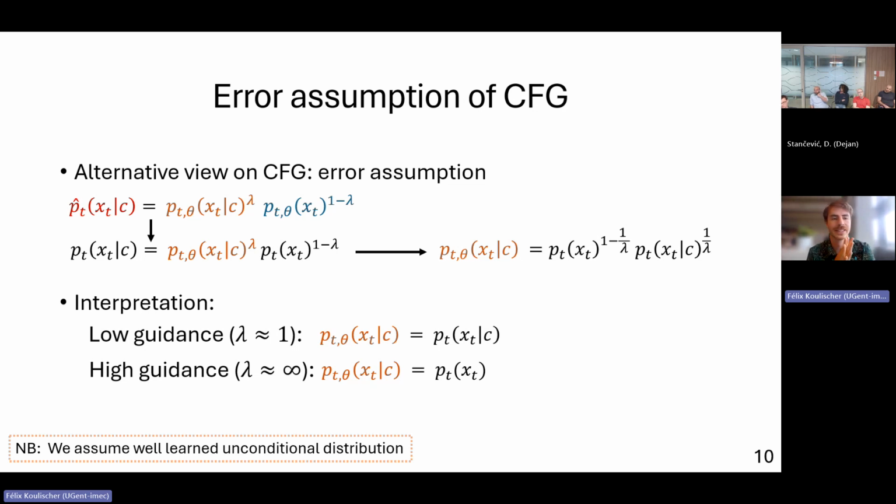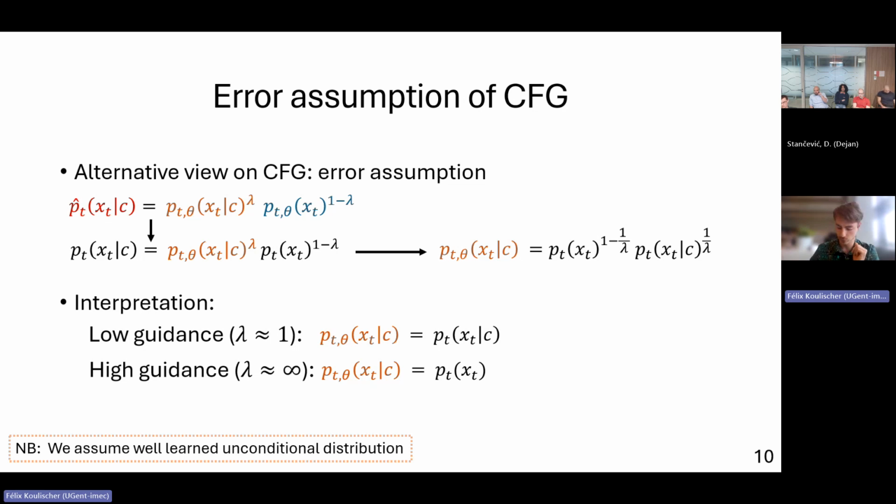Maybe now let's take a step back and try to find a different view on classifier free guidance. The idea that we need guidance is that the learned conditional model is not good enough on its own. So let's see what we assume that mistake to be. Why is it not good enough on its own? How do we assume that it looks like, actually?